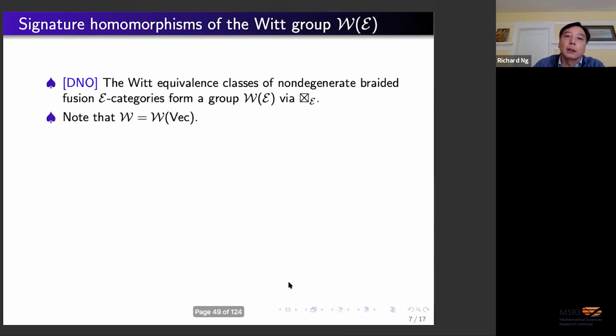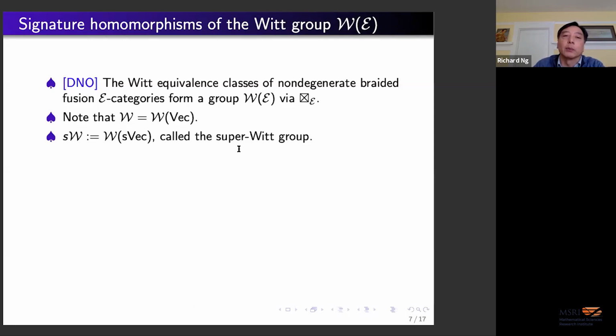And in particular, the Witt group that I mentioned at the beginning is actually this one with epsilon being Vec. So I don't want to write W-Vec, it's too much to write. The other one is epsilon being the super vector spaces, which is not Tannakian. So I simply write SW and I call it the super-Witt group. So basically, these are the two Witt groups that I'm going to talk about.